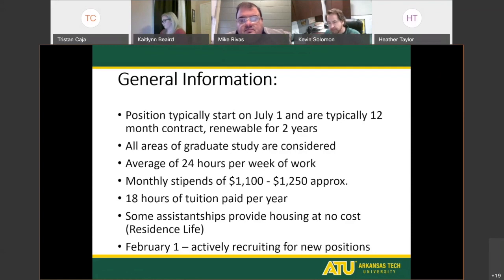So Student Affairs has great assistantships in a variety of different areas, not academic specific. There are other places on campus, like Athletics, that have different assistantships as well, and a few other places that have positions. But we have about 50 or so graduate assistants in student affairs across the board.